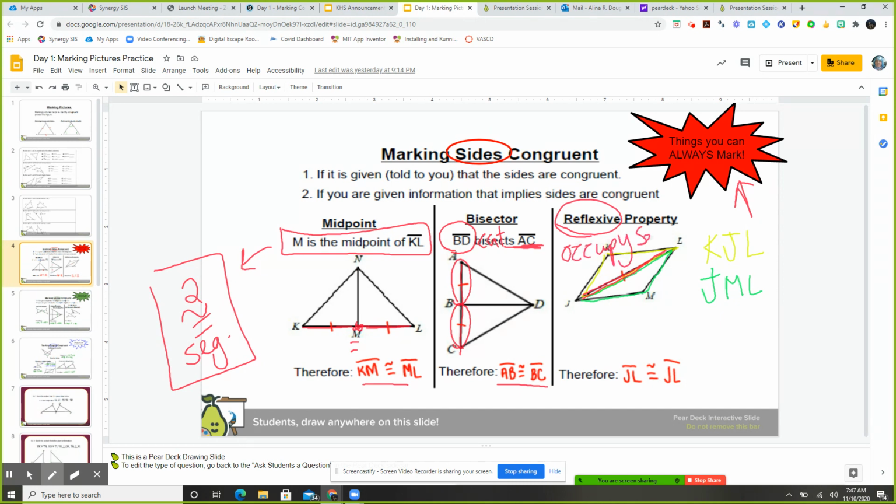Occupy same space. Does that make sense when I say they occupy the same space? So it seems redundant to say JL equals JL, but it's going to be important, okay? The JL in the yellow triangle occupies the same space as JL in the green triangle, okay? So just some basic notes that you're going to need for tonight's homework.